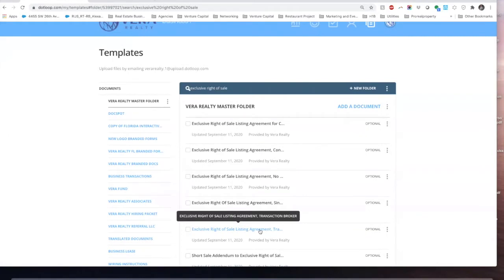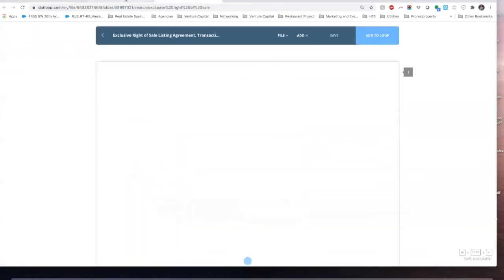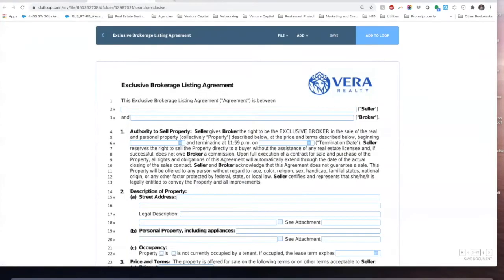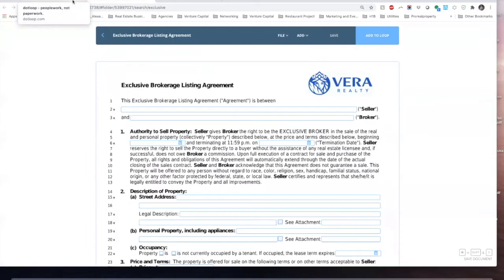We always use exclusive right of sale listing agreement transaction brokerage. Make sure you use this one because we are transaction brokerage. There are a few agency types: single agency, and this is one, then transaction brokerage, and then there is another one, no brokerage relationship.